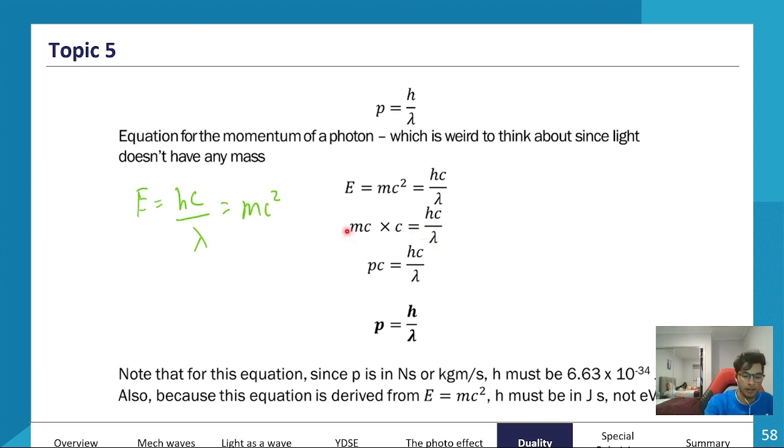mc is basically mass times velocity, which is also equal to the momentum, p. So that combines down to p times c is equal to hc divided by lambda. You cancel out the c's, and you're left with this: p is equal to h divided by wavelength. What this tells us is that light actually has momentum.